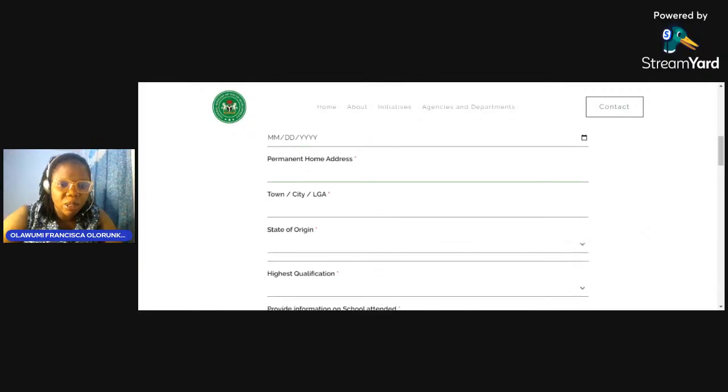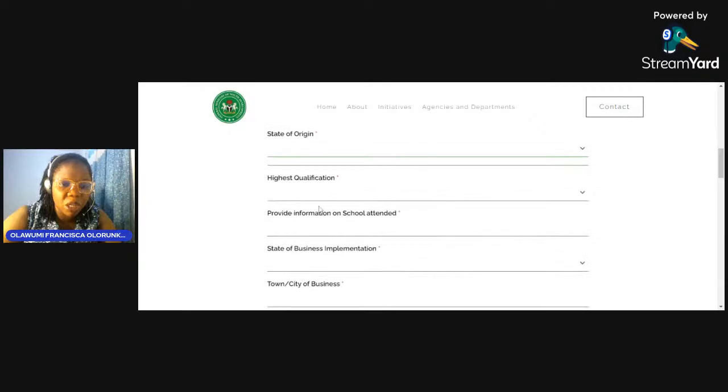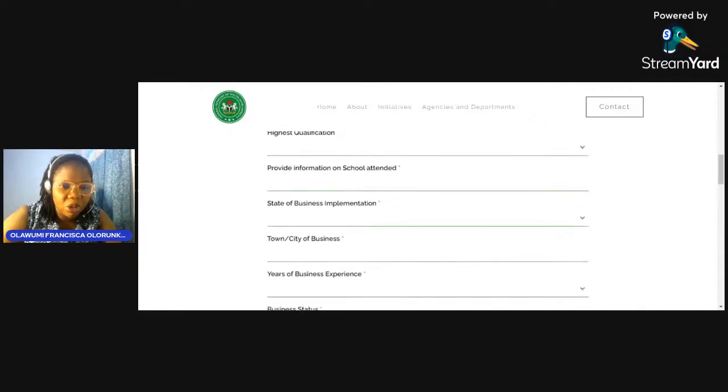Then your date of birth, you select that, your home address, your local government area, your state of origin, your highest qualification, then you provide information on the school that you attended, then your state of business implementation. Okay, so for this area, it's possible for you to be resident in Lagos and your business location where you want to implement the business is in Ibadan.